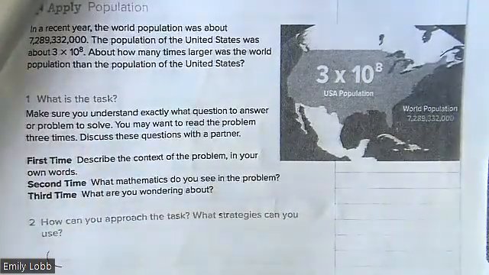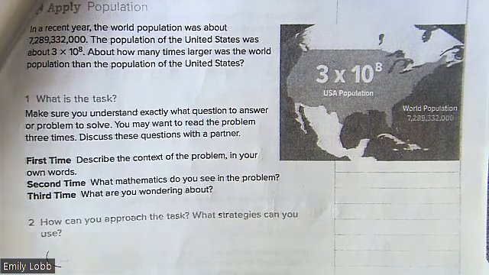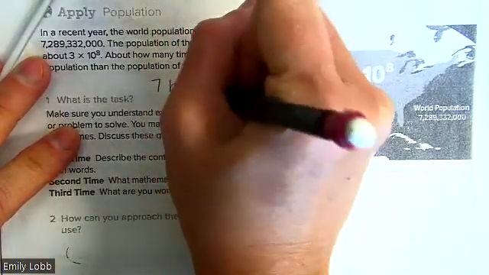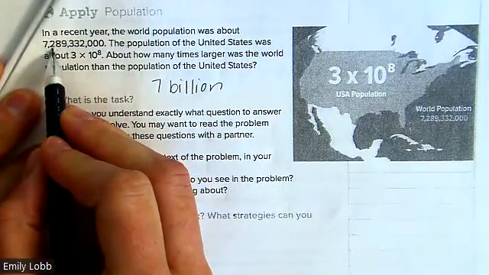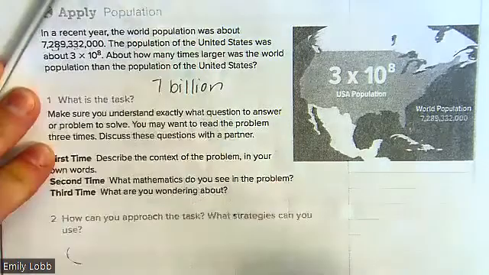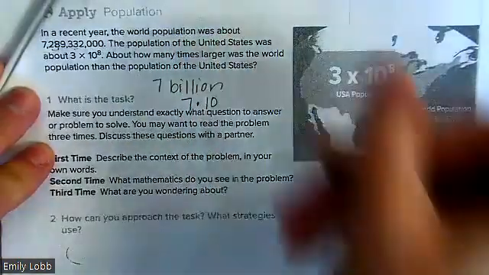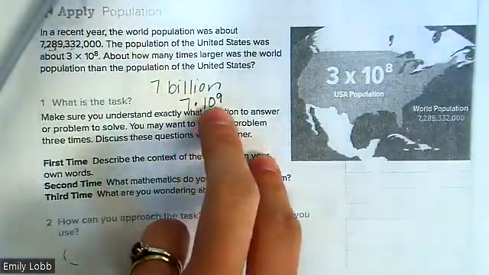So if we have 7 billion, how would we write 7 billion? How many place values are after the 7? 1, 2, 3, 4, 5, 6, 7, 8, 9. Excellent. So this is 7 times 10 to what? The 9th?